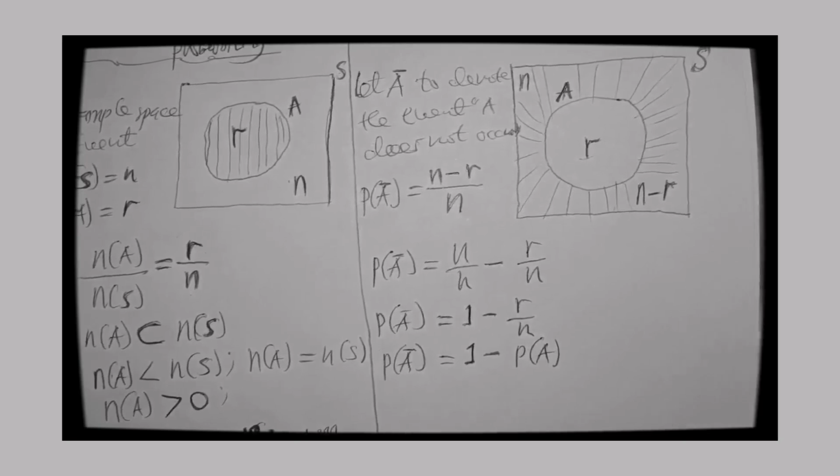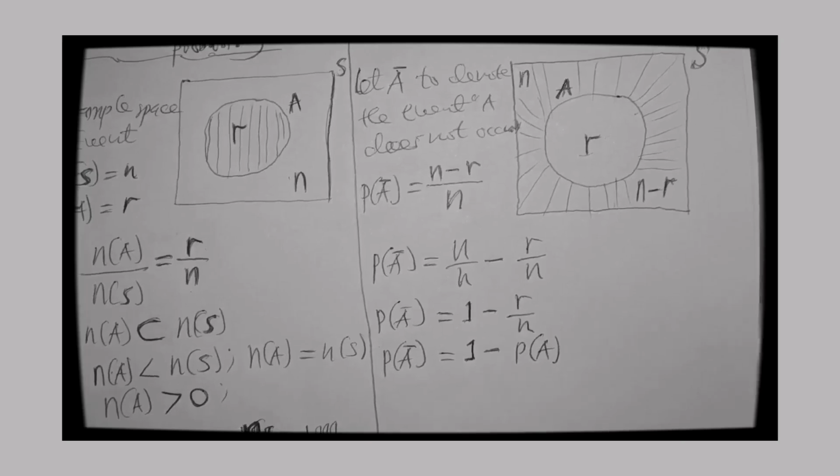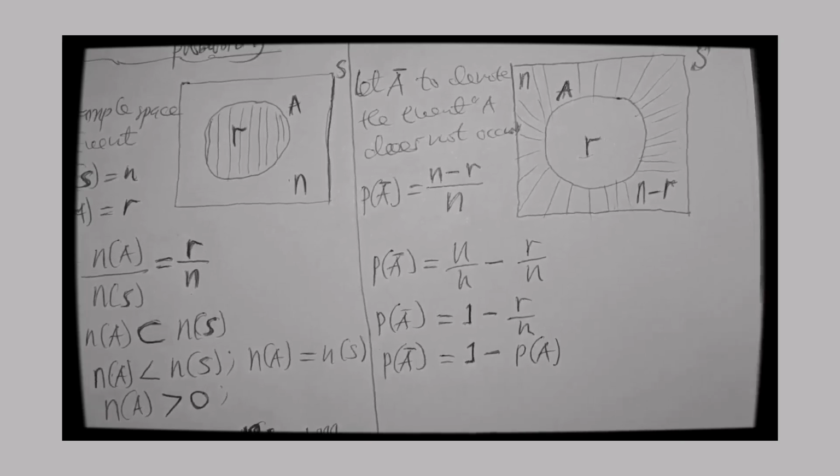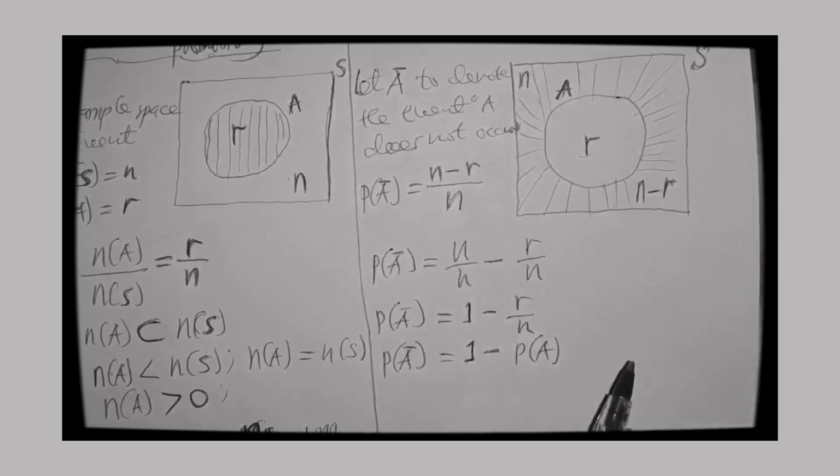You may see in most books that anytime the probability of an event won't occur, it is 1 minus the probability that the event will occur. That's how we derive this formula. So that's the whole deal about it. Let's take note of that.